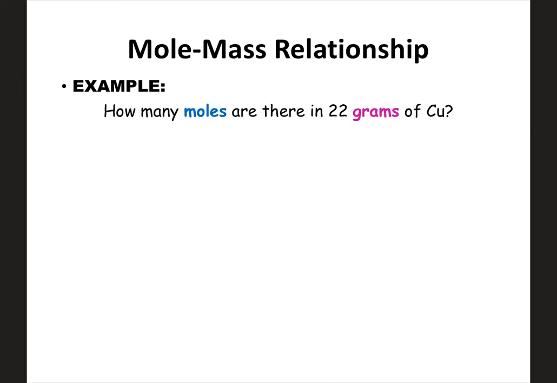Let's try another example here. All right, so this says how many moles are there in 22 grams of copper? So we start all the problems the same. We write down what we're given. We have 22 grams here. All right, multiplication symbol, conversion line. Without even thinking, whatever unit's on top, you immediately write it on the bottom. So we got grams on the bottom. All right, we're trying to get to moles.